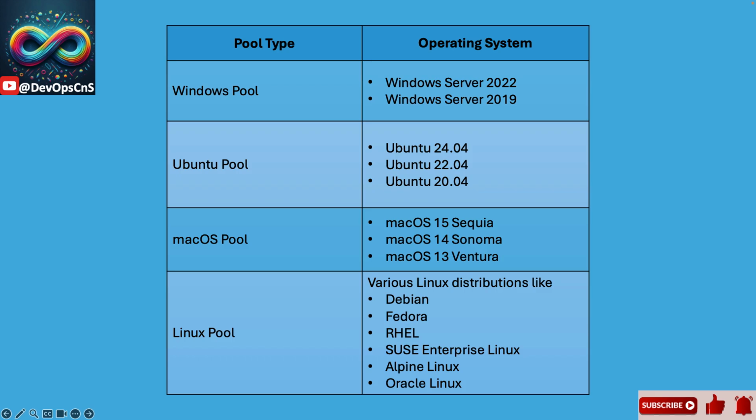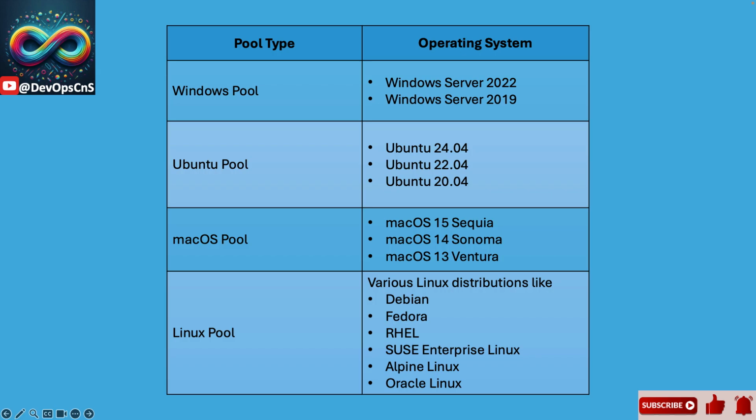Next is macOS pools. For macOS, you can use macOS 15, macOS 14, or macOS 13 versions. And it is ideal for iOS, macOS, or watchOS application development. It comes with Xcode pre-installed for Apple platform projects. macOS pools include tools like Homebrew, CocoaPods, and Fastlane, and it supports .NET Core and JavaScript languages.